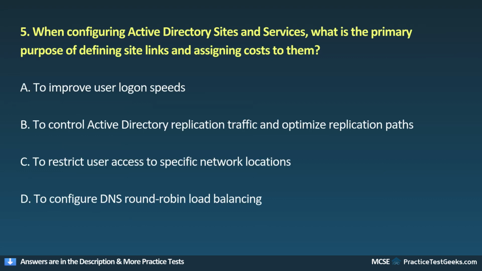5. When configuring Active Directory sites and services, what is the primary purpose of defining site links and assigning costs to them? A. To improve user logon speeds. B. To control Active Directory replication traffic and optimize replication paths. C. To restrict user access to specific network locations. D. To configure DNS round-robin load balancing.